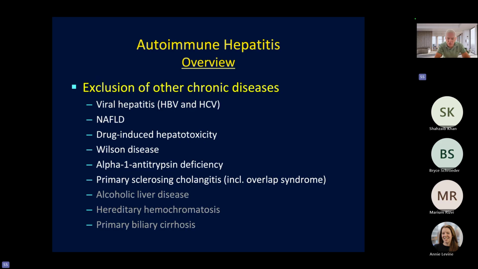I will leave a discussion of PSC to Dr. Levine because I'm sure she will touch upon it when she talks about inflammatory bowel disease. That's the setting that we see PSC. And again, it can be a confounding problem because overlap syndrome is fairly common in patients with IBD, where there are features both of autoimmune hepatitis and primary sclerosing cholangitis. The other disorders which are grayed out, we really don't see in the pediatric age group.